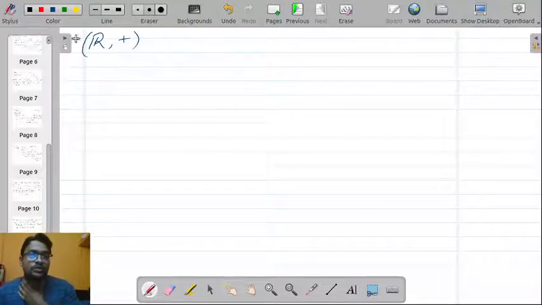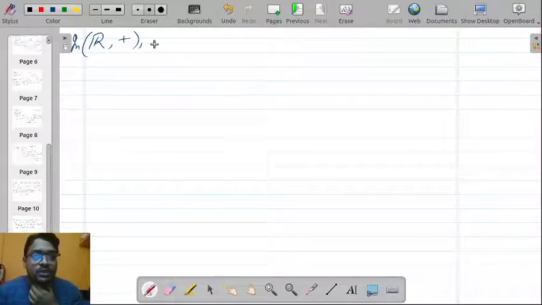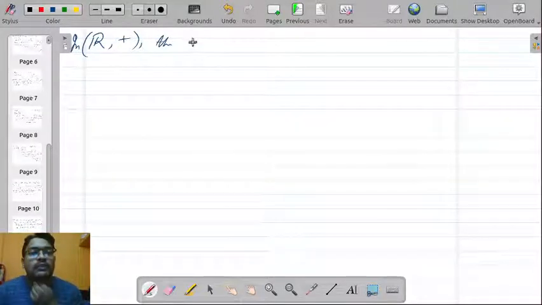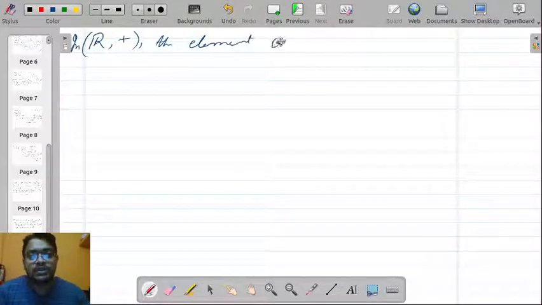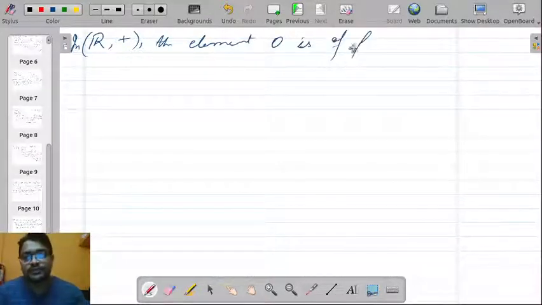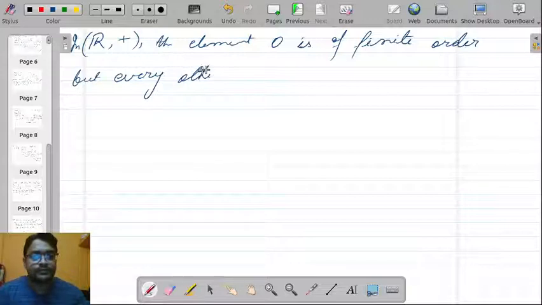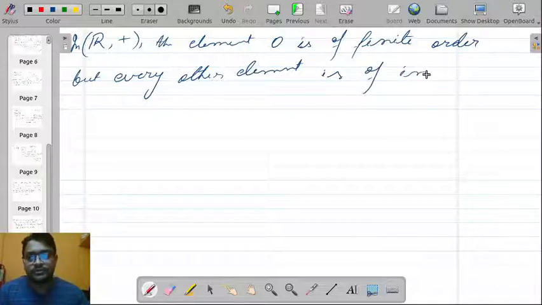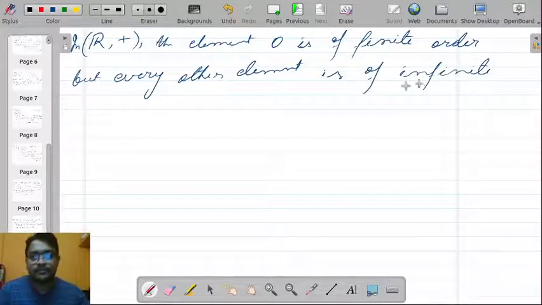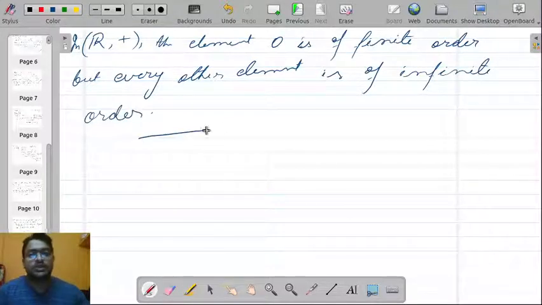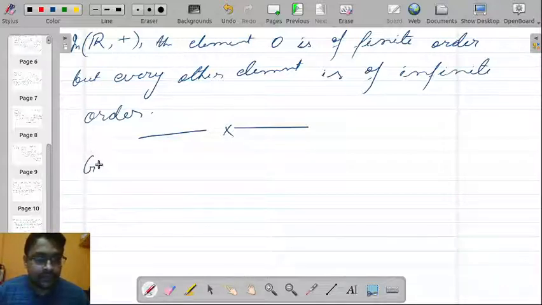So in R with addition also, the element 0 is of finite order, but every other element is of infinite order. Right. So this one. What about the set GLNR that we have done?